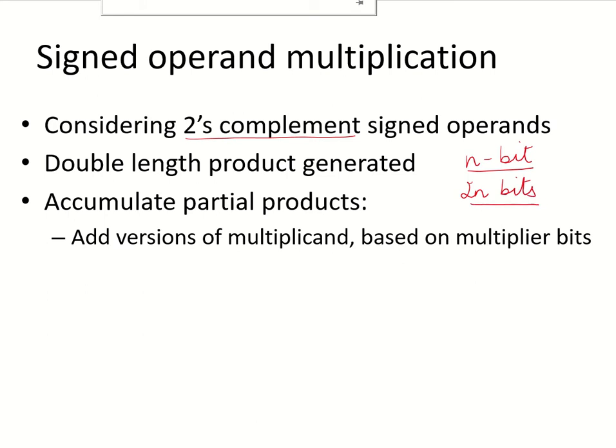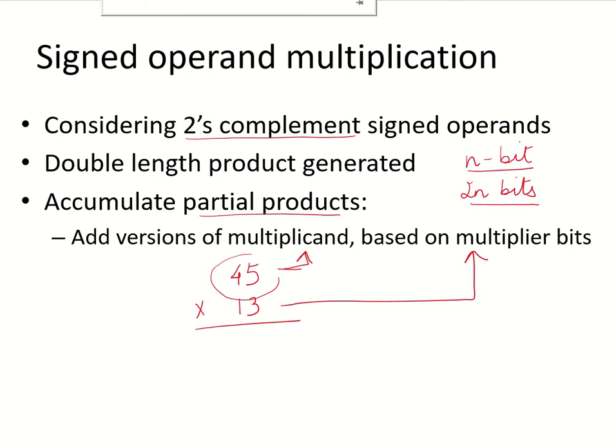So how does this multiplication actually take place? It is an accumulation of the partial products. So suppose if we have one operand as 45 and another operand as 13, so this is the multiplicand and this is the multiplier. So in the multiplication, the multiplicand is added based on the multiplier bits, and we will see an example for this.